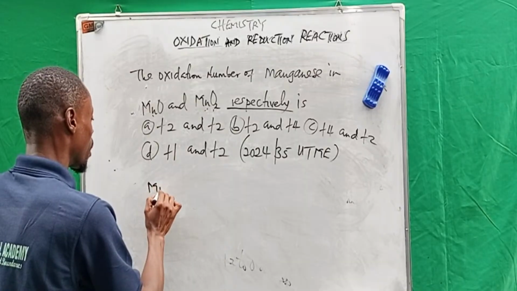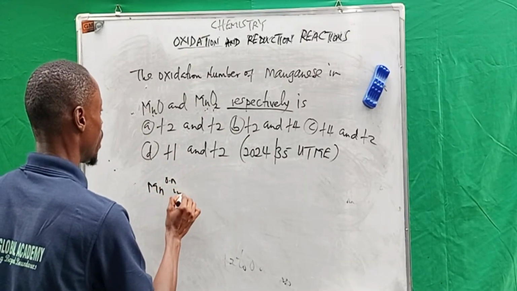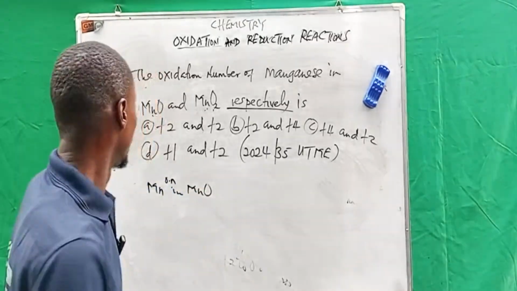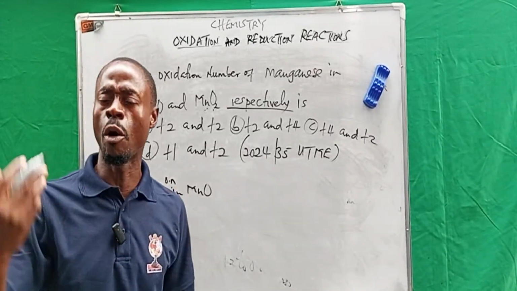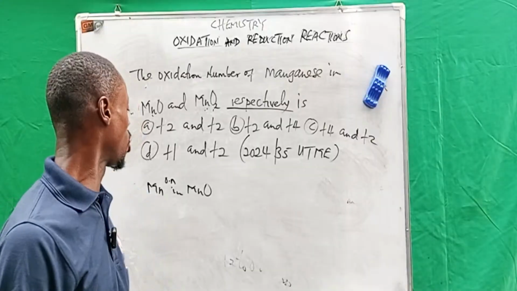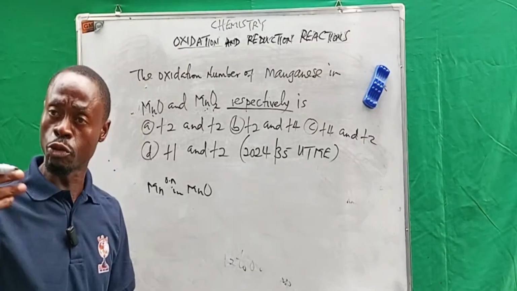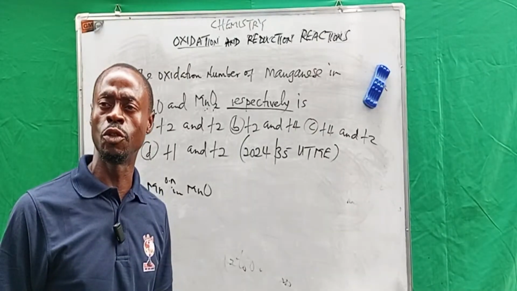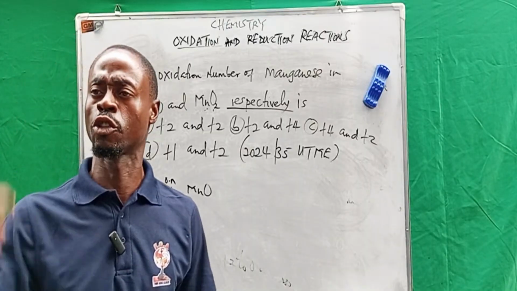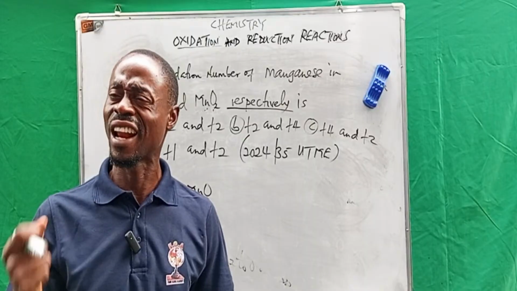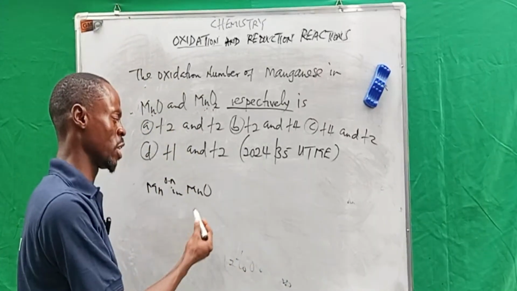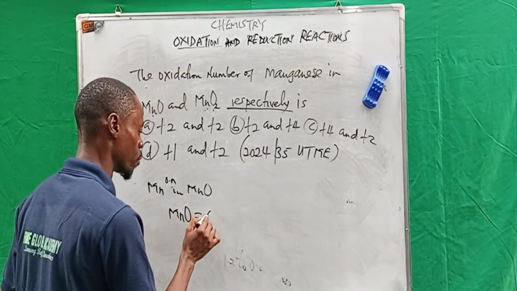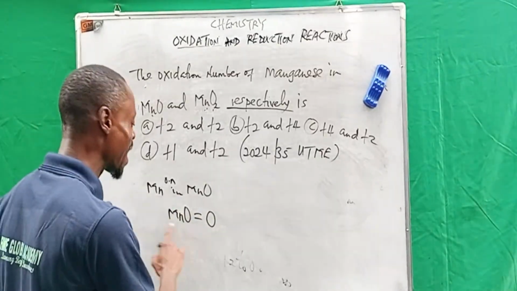So let's determine the oxidation number of Mn in MnO. Now, according to the rule of oxidation number, the oxidation number of any species or compound in its free state must be equated to 0. As earlier studied during the course of studying oxidation number, we have learned that the oxidation number of any species in its free state must be equated to 0. So it simply means MnO, we equate it to 0.